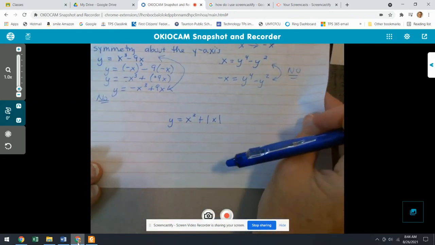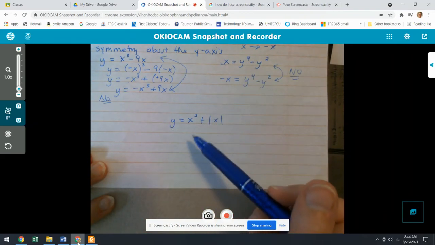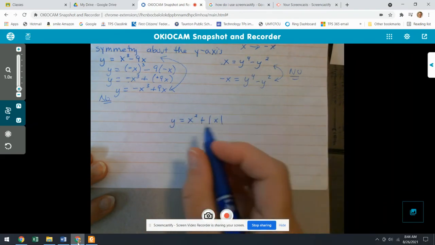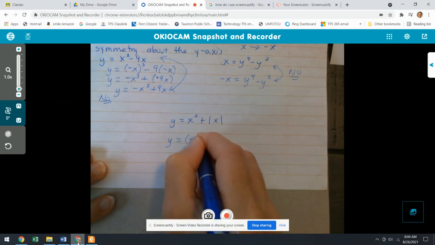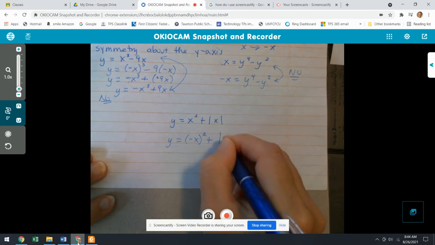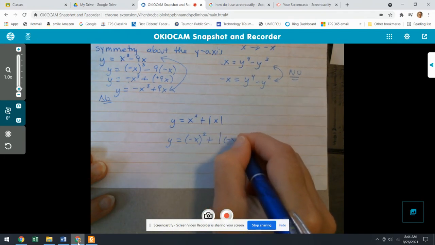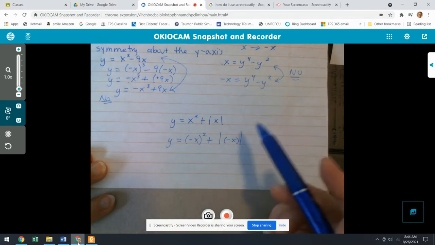And now let's go down. Again, this is another one that would be good to pause. Wherever you see an x, put in a negative x. So I'm going to copy the y. Here's an x, so I'm going to put this in instead. There's another x. I'm going to write the absolute values just like that. And now again, I'm going to see if I can clean this up a little bit.